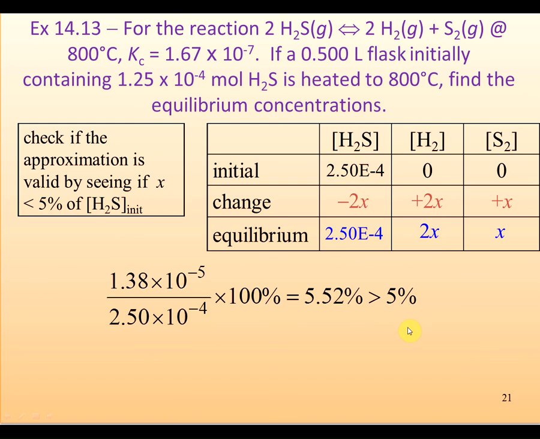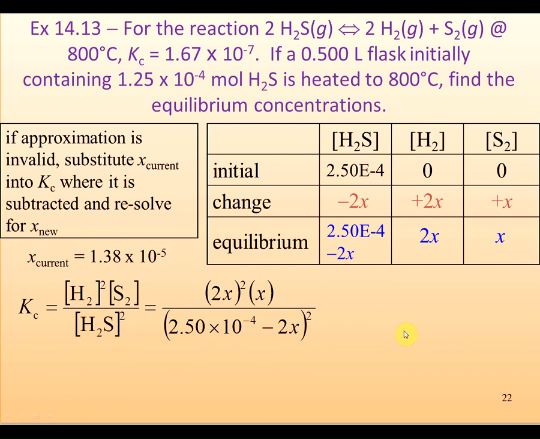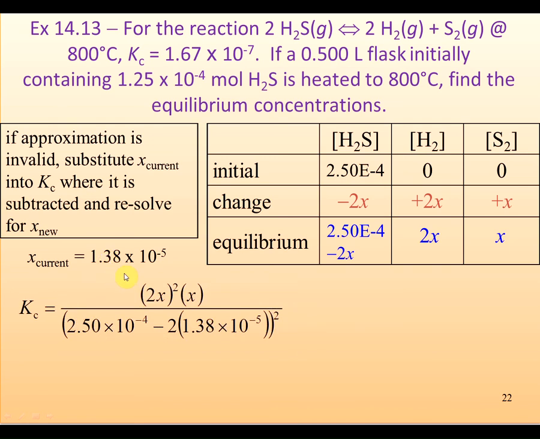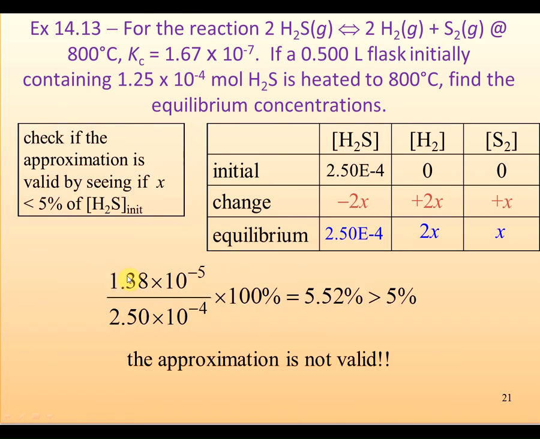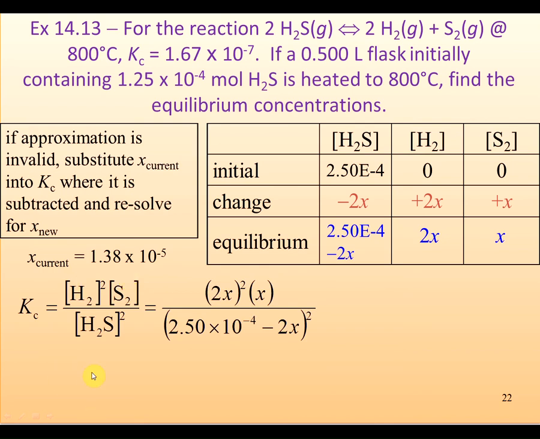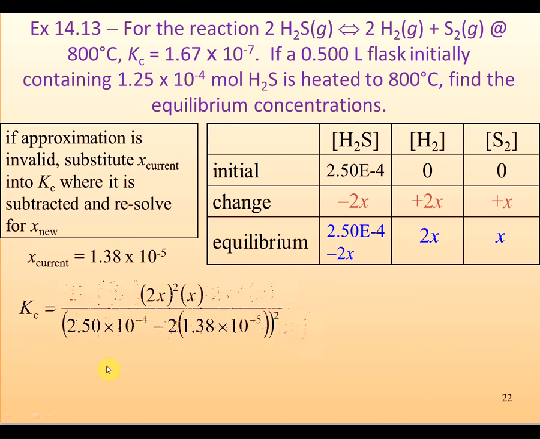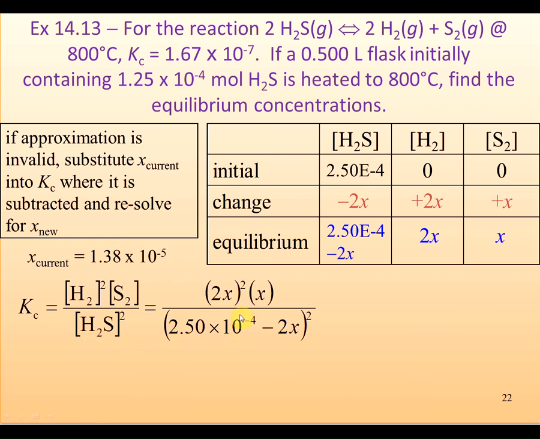So what we can do is continue to make approximations. We're going to use that previous x value from before, and we're going to substitute that into the K value again. So going back to our initial equilibrium constant where we've got the minus 2x, now we're going to substitute in the x that we calculated before when we did the first approximation.